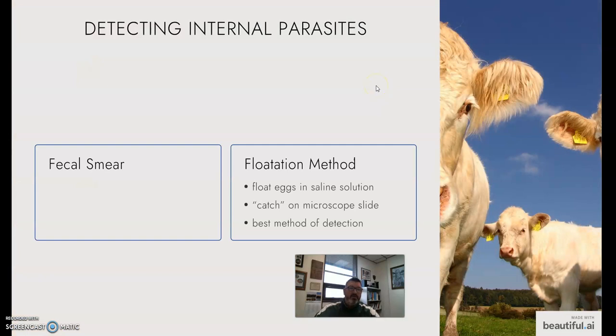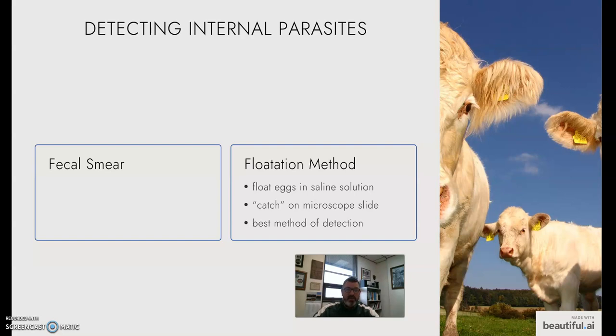So how do you go further in detecting internal parasites? Well, the first thing is to take a stool sample and do a fecal smear, where you just take basically a sample of fecal material and smear it across a slide, put it under the microscope, and then observe for those larvae.